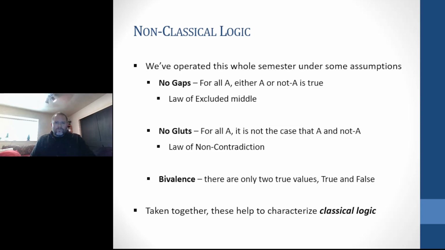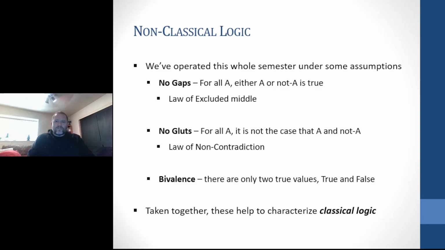Now, it's notable that throughout the semester, but especially the first seven weeks, we were operating under some assumptions. In fact, we made these explicit, I believe, in lecture 1 or lecture 2. But one assumption we had was that there are no truth value gaps. That is, for every sentence, either it's true or it's false. Right? Either it's true or its negation is true. And this is basically the law of excluded middle.